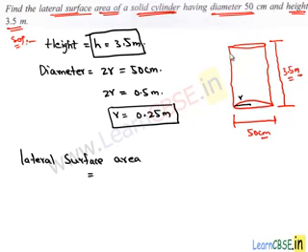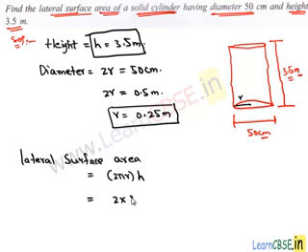Here the lateral surface area of this cylinder means its curved surface area. How do we get its curved surface area? Here we have the circle and its circumference is 2 pi r, and we have height h. Therefore 2 pi r times h is the lateral surface area of this cylinder.